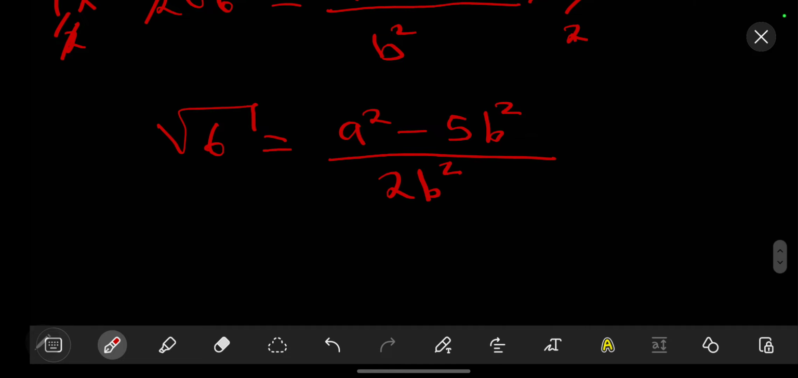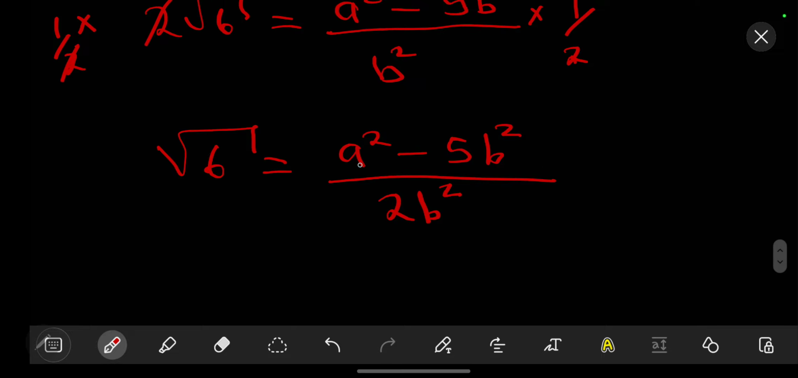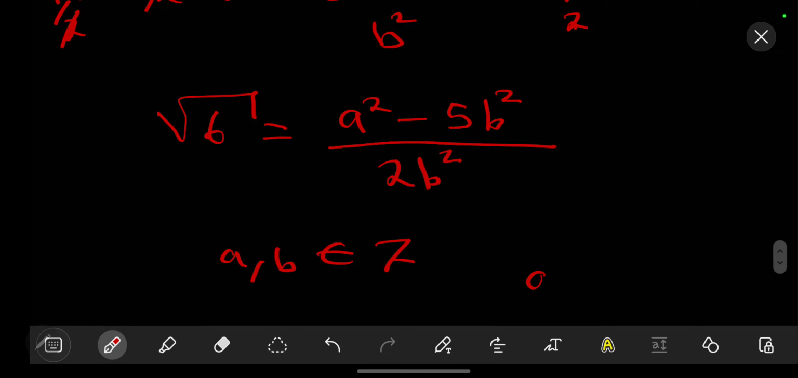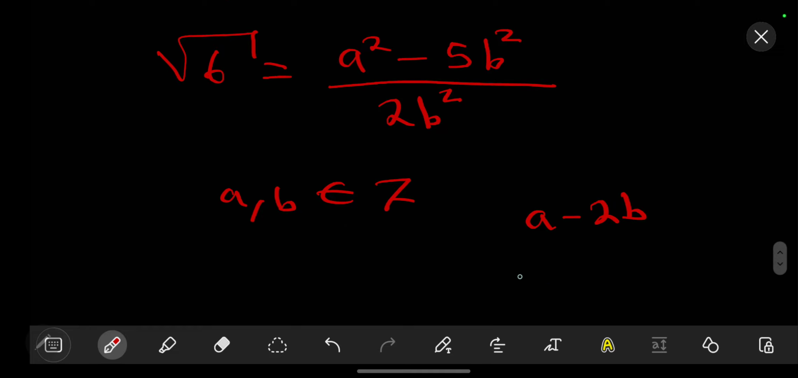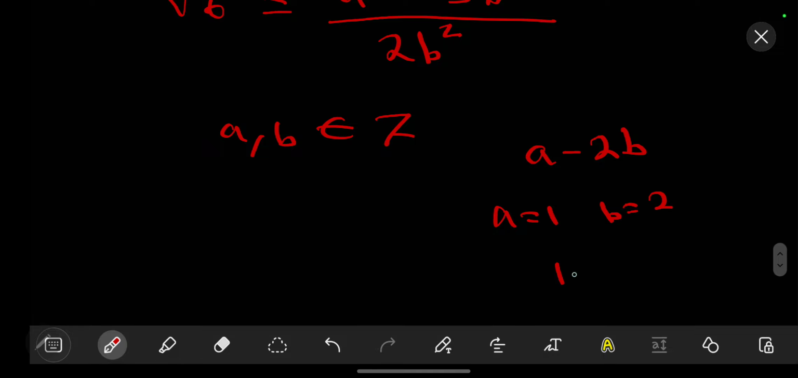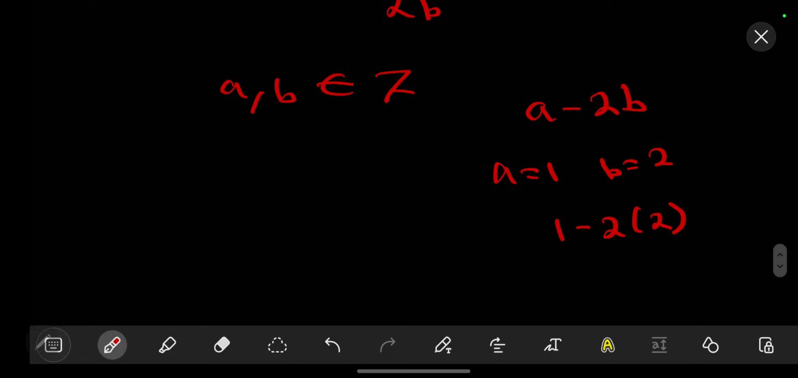So if this is the case, we can now begin our contradiction. Remember, we have said that a and b are members of the integers. Now the way it is, let's say for example you have a minus 2b. If a and b are integers already, let's say a is equal to 1 and b is equal to 2. Where there is a we put 1 minus 2, and where there is b we put 2. This is just an example. So what this gives us is 1 minus 4, which is equal to negative 3.